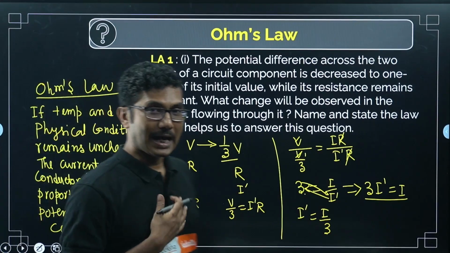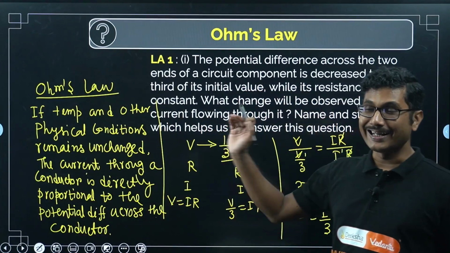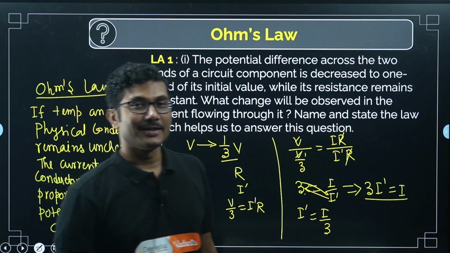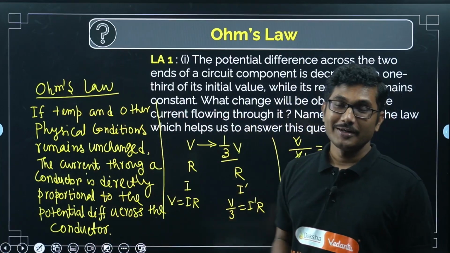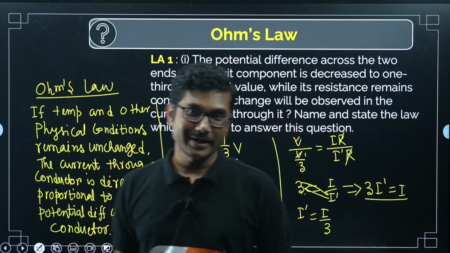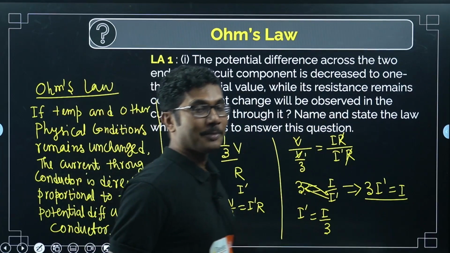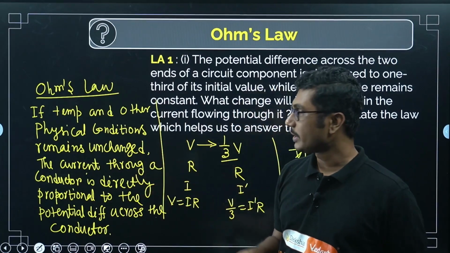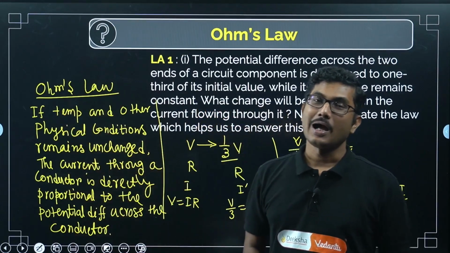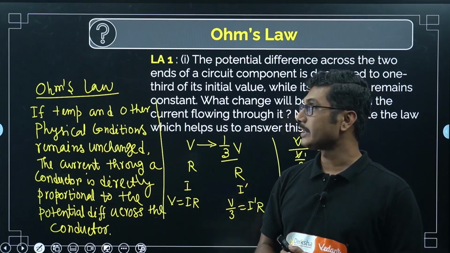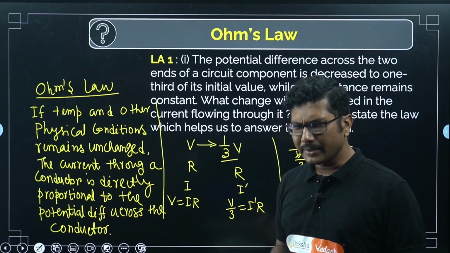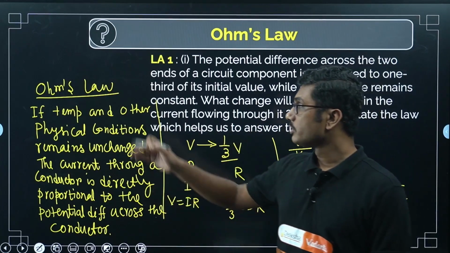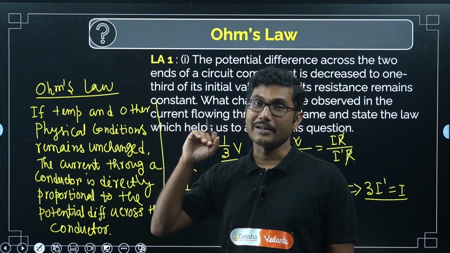You have to remember it by heart. You should study it in such a way that when your grandkids ask you what is Ohm's law, you should be able to answer this. You can remember it by memorizing it 2-3 times or by understanding. First of all, temperature and other physical constants should remain constant. These are the two constants of Ohm's law. Sometimes, very rarely, they ask what are the constants of Ohm's law. So the constants of Ohm's law are temperature and other physical constants.